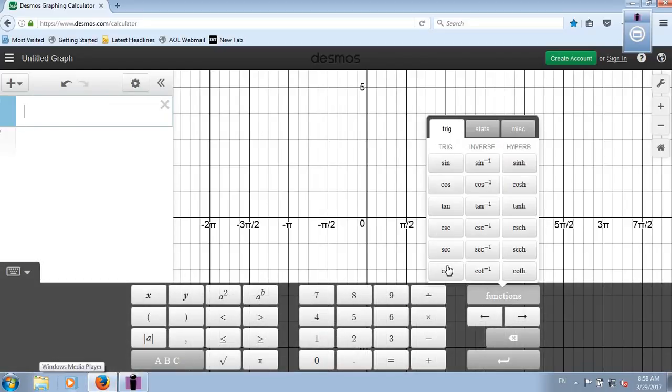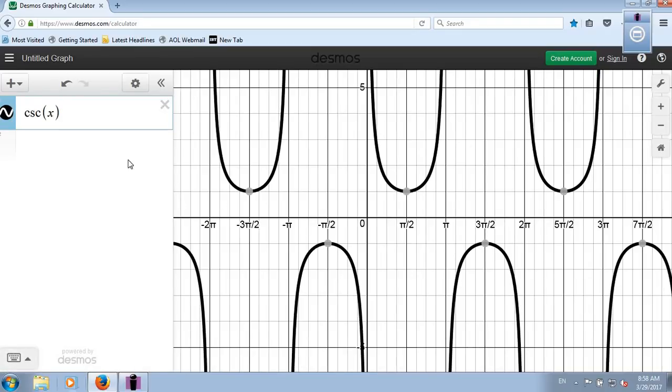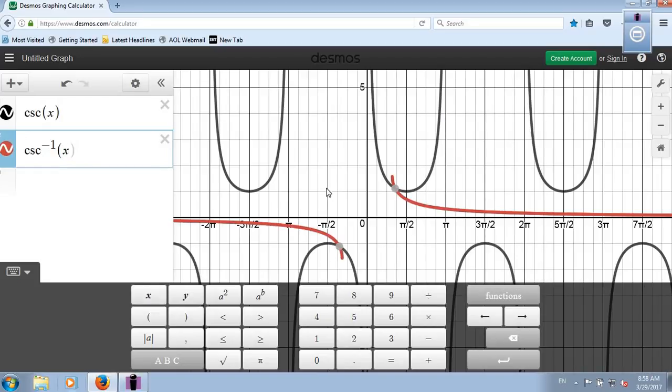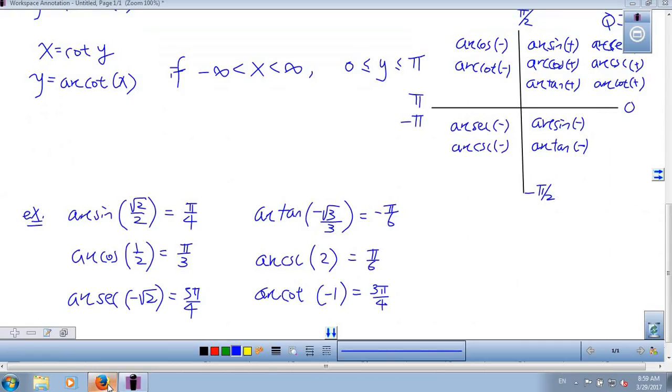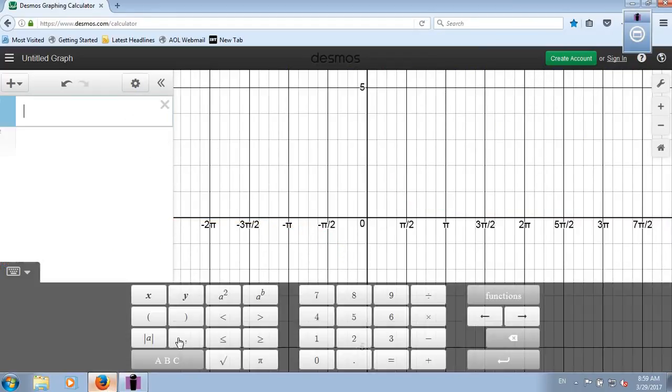Very quickly, let's do cosecant. Cosecant of x looks like this, and what would arccosecant look like? Arccosecant, again, is a piece that's separated. This is a piece that's definitely broken off. In arccosecant, we are using quadrant 1 and quadrant 3 there. Yep, arccosecant uses quadrant 1 and quadrant 3.